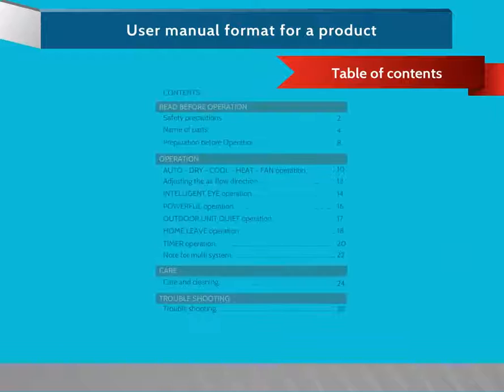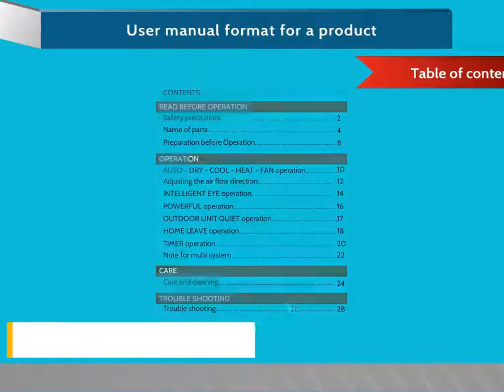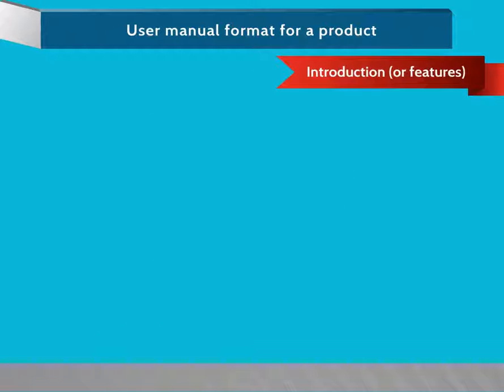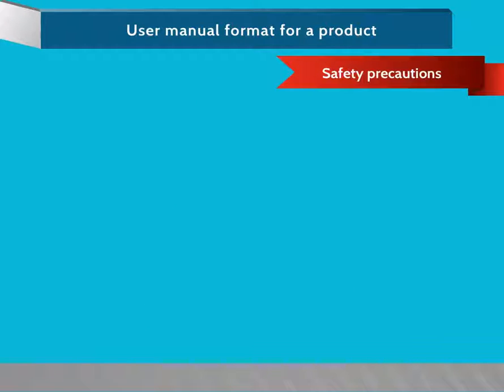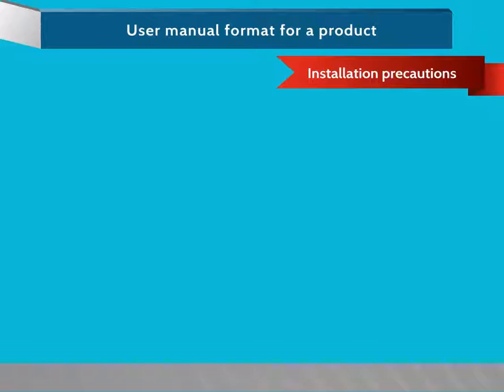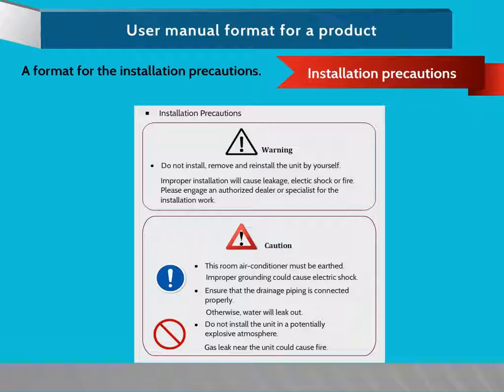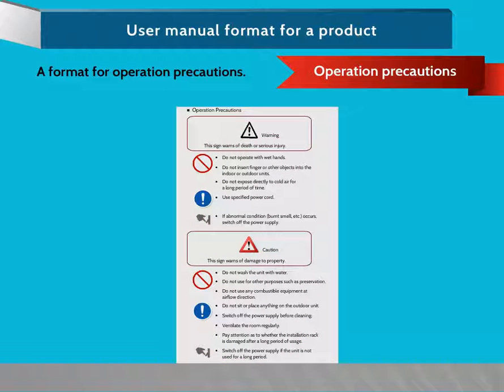Table of contents. A sample format of the table of contents. Introduction of features. It provides the product features of the air conditioner. Safety precautions. Simple guidelines are given in order to avoid any accident. Installation precautions. A format for the installation precautions. Operation precautions. A format for operation precautions.